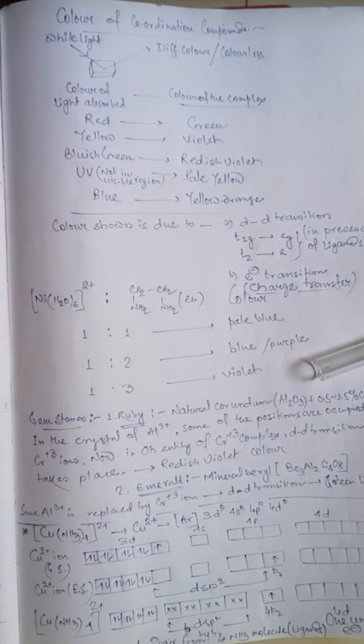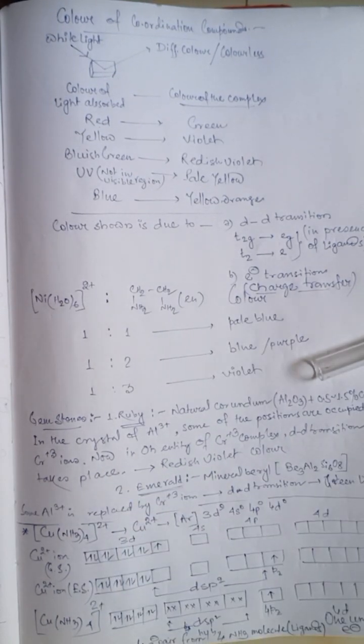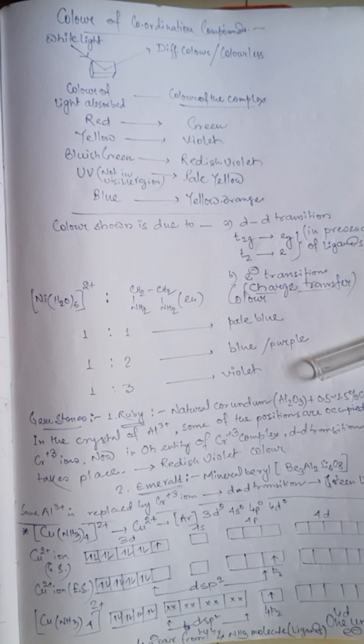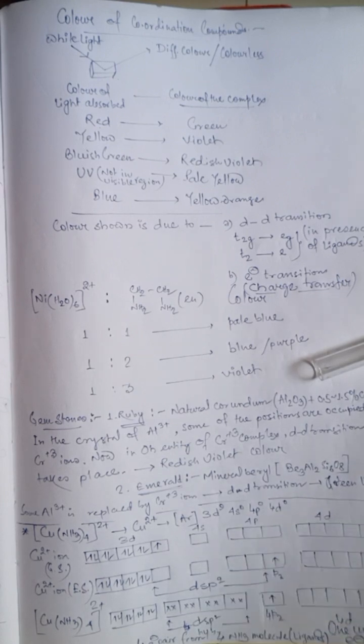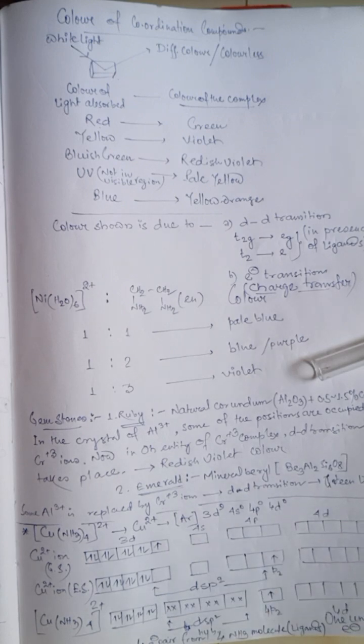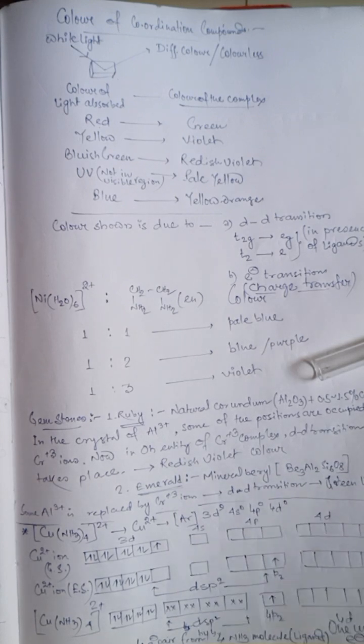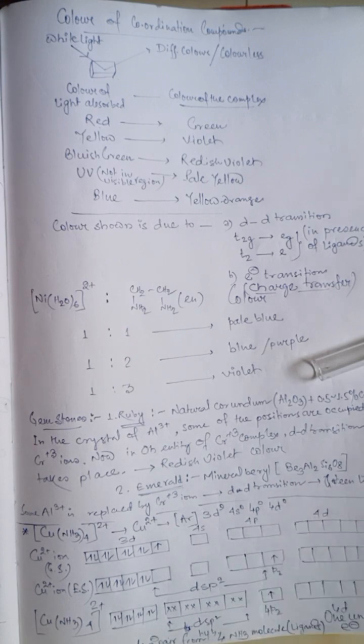That means the dxy, dyz and dxz orbitals, from which electrons jump or are excited to the dx square minus y square and dz square orbitals. Again, this color is due to d-d transition. If there is no d-d transition, there will be no color, so we get a colorless coordination compound. Is it clear?